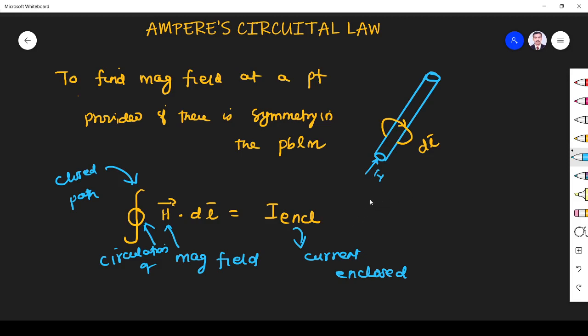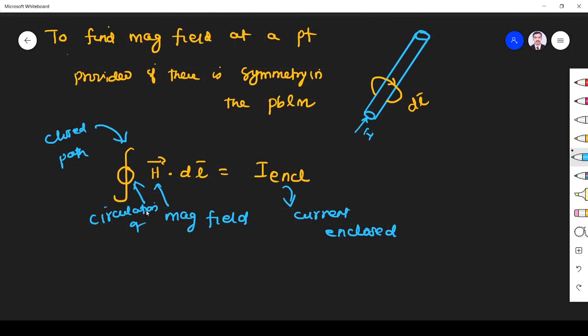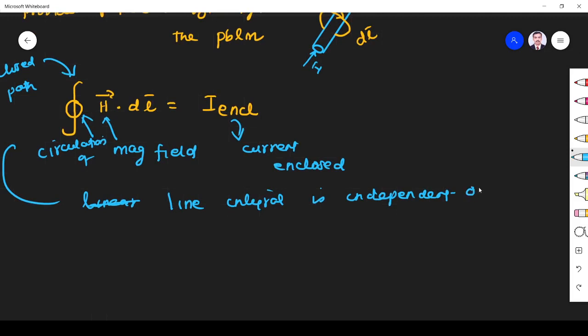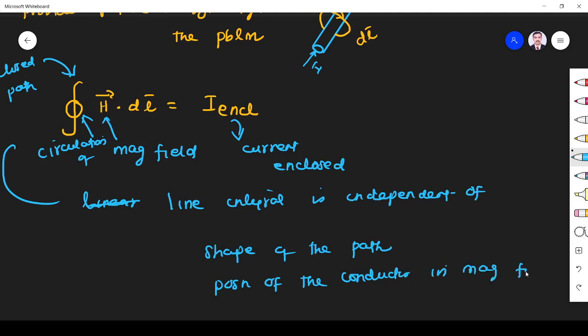Here we must know some important points. This line integral doesn't depend on the shape of the path or the position of the conductor in the magnetic field. The integral is independent of the shape of the path and the position of the conductor in the field. These two are very, very important points to be noted.